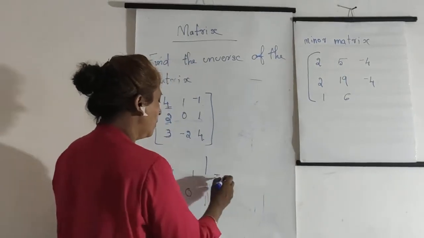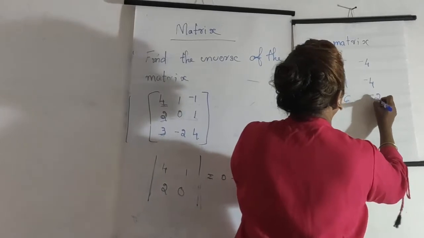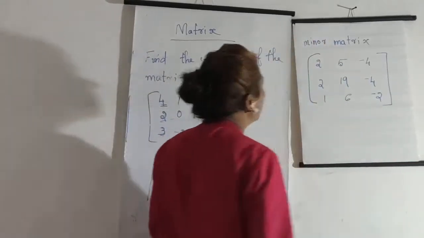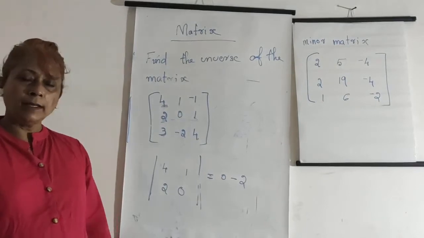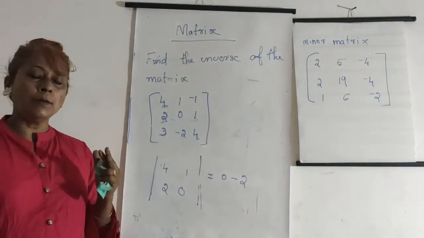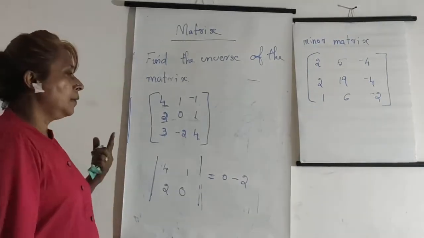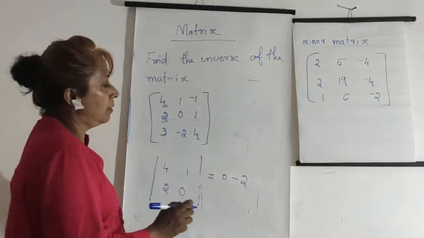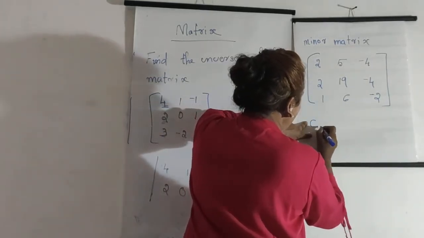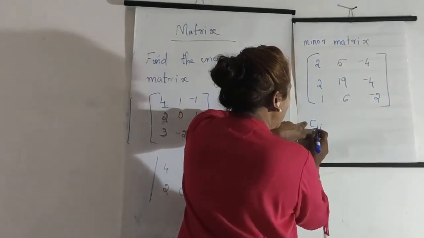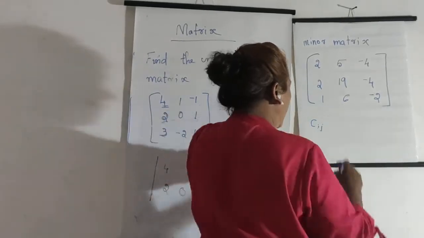Okay, so 0 minus 2 is equal to minus 2. We got the minor matrix. To find the cofactor matrix, we have to add the signs also. I already told you, to find the sign for the cofactor matrix Cij, i represents the row and j represents the column.